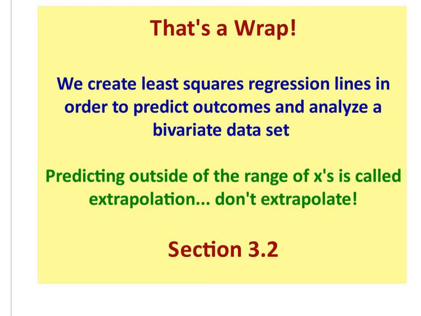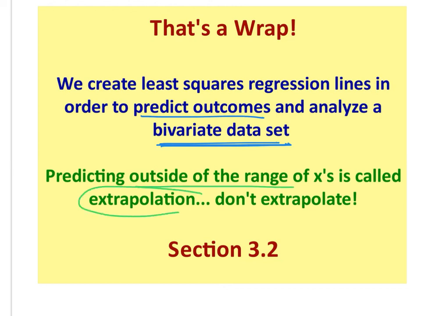And that's a wrap. We create least squared regression lines in order to predict outcomes and analyze a bivariate data set, so 2 quantitative variable data sets. Predicting outside the range of x's is called extrapolation, and we don't want to extrapolate.